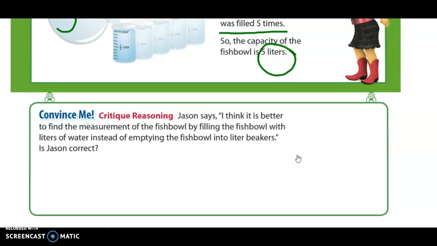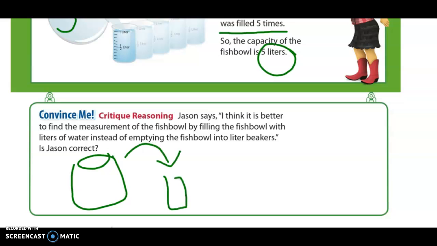He says, I think it is better to find the measurement of the fishbowl by filling the fishbowl with liters of water instead of emptying the fishbowl into the liter beakers. So Jason's saying, hey, you know what? Instead of pouring the water out of Miss Arnold's beautiful fishbowl and having to get it in those little liter cups every time and keep track in my brain of how many I've dumped out, what I could do is pour the water in.